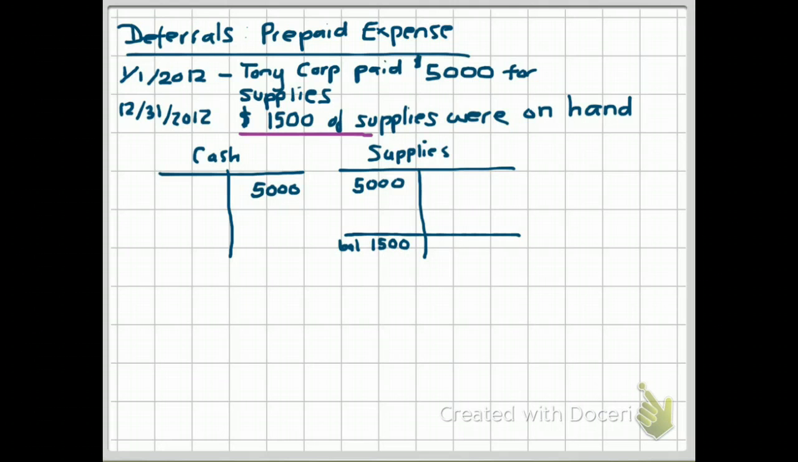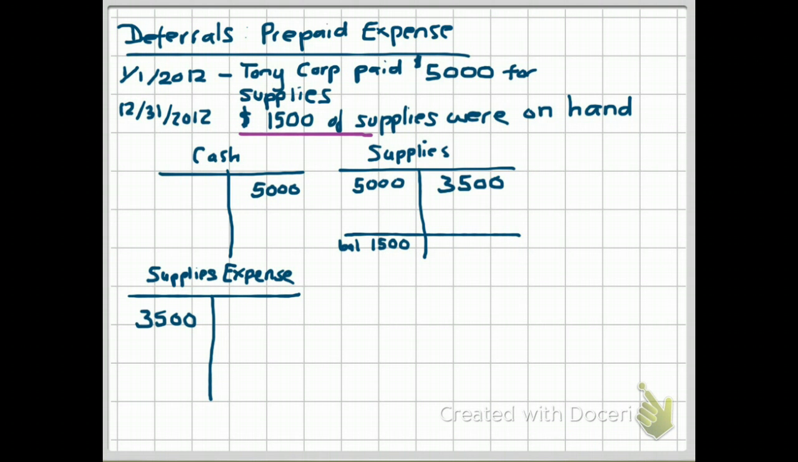Whenever we use up supplies, it becomes a cost of doing business, and we call that a supplies expense. So your adjusting entry, which you do at the end of the year, so your adjusting entry always takes place on December 31st, is to record your supplies expense. To record your supplies expense, you're going to credit supplies $3,500, thereby bringing your ending balance to $1,500, and debit an equal and opposite amount, which is your supplies expense. And that represents the amount of supplies that were used up during the year.